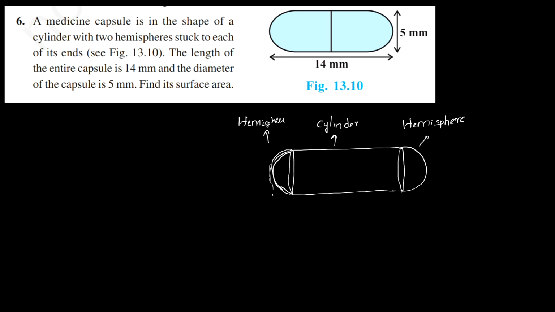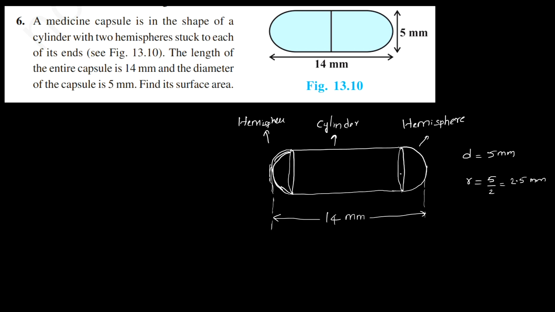That means from this point to this point. The total length is 14 mm. Clear? And also the diameter of hemisphere is 5 mm. See, if the diameter of hemisphere is 5 mm, then what would be the radius? Radius will be 5 by 2. Is that clear? If diameter is 5 mm, then radius would be 5 by 2. Is that clear? 2.5 mm or 5 by 2.